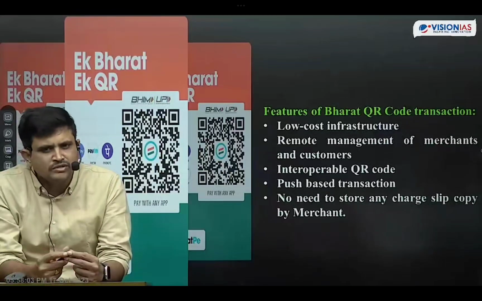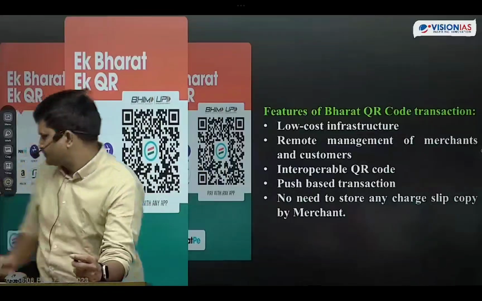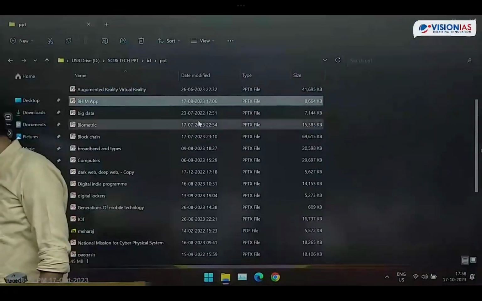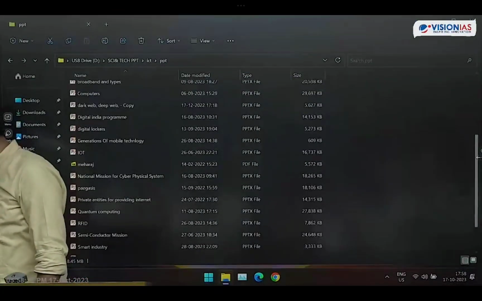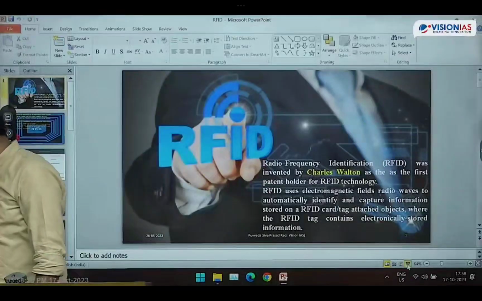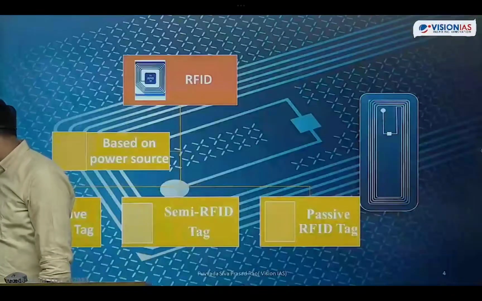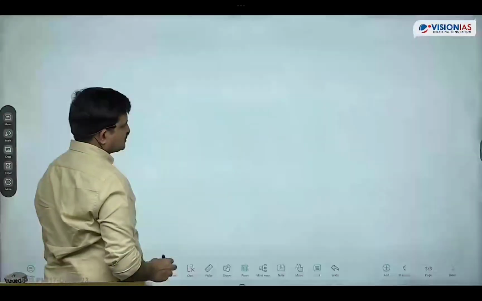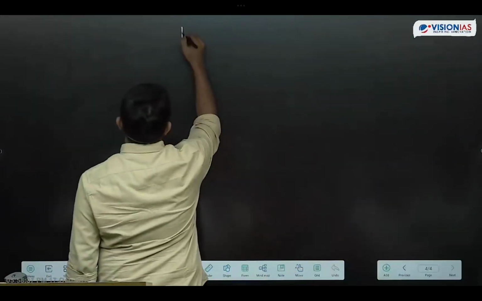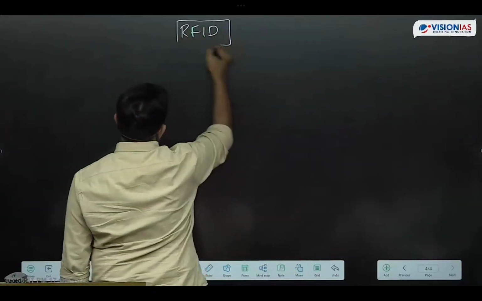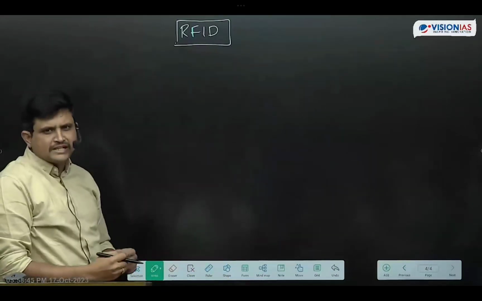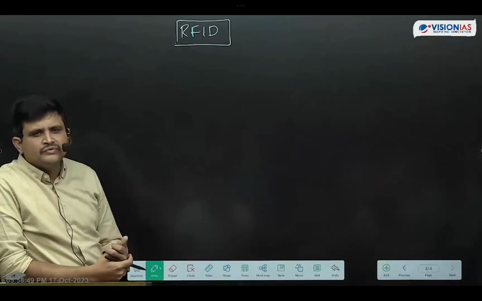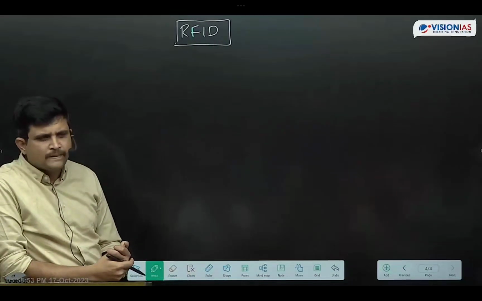Now we'll go through RFID technology. Take the heading RFID, radio frequency identification device. This RFID is a tag that we are using in almost all areas. Here also we need a reader to read these tags, friends. As I told you, FASTag works based on RFID tags only.